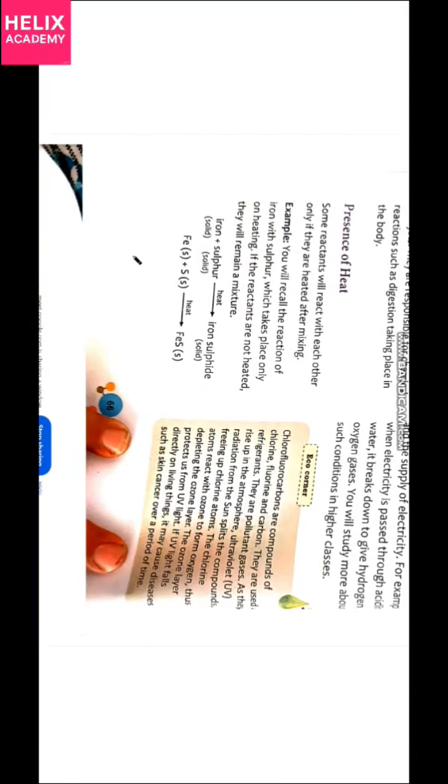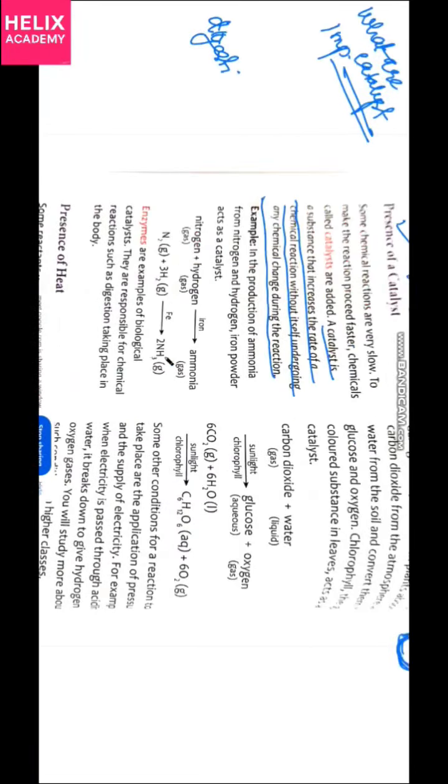Next is presence of heat. Of course, presence of heat is also necessary for any chemical reaction to proceed. Suppose that if we take iron and sulfur like this way, they won't react. When we heat them, they will form iron sulfide, but before heating, they won't react with each other. So this is a very good example that presence of heat is also necessary for the chemical reaction.